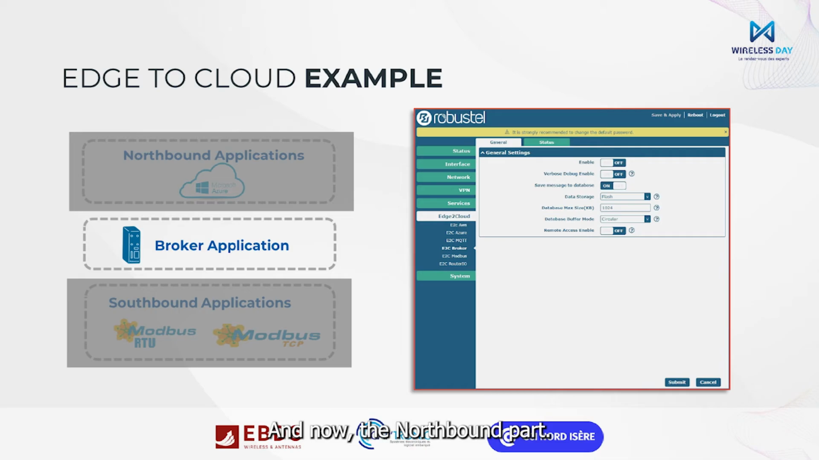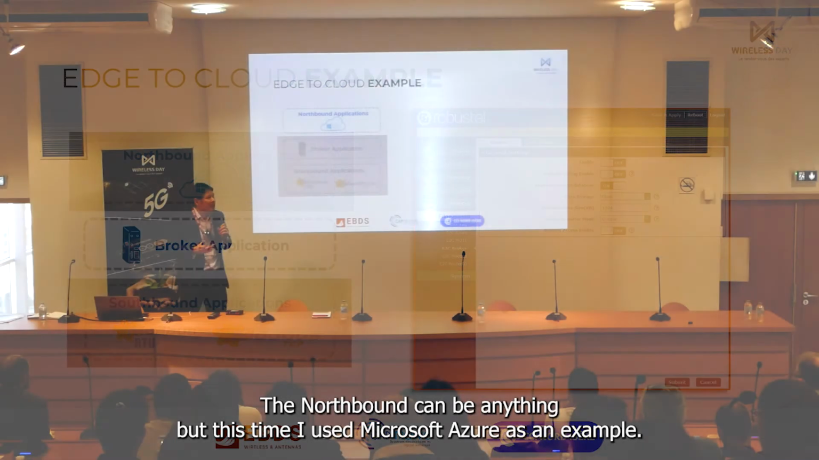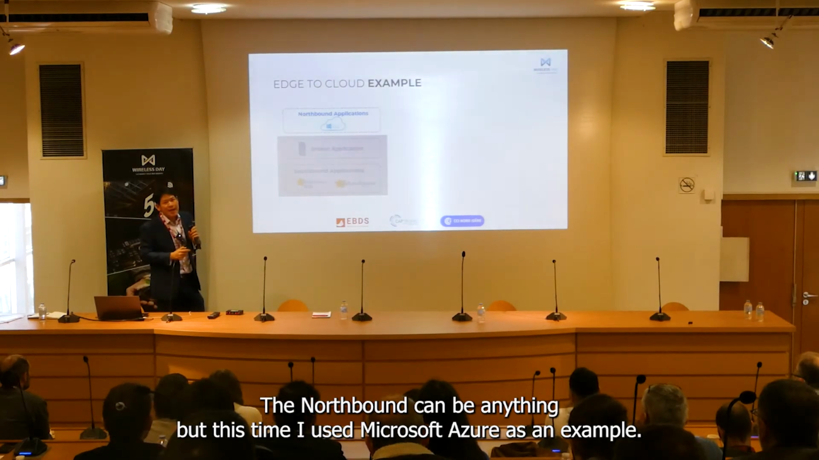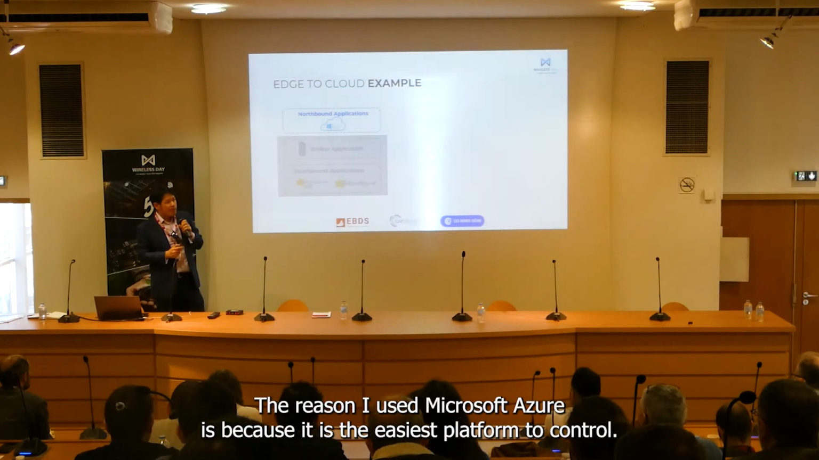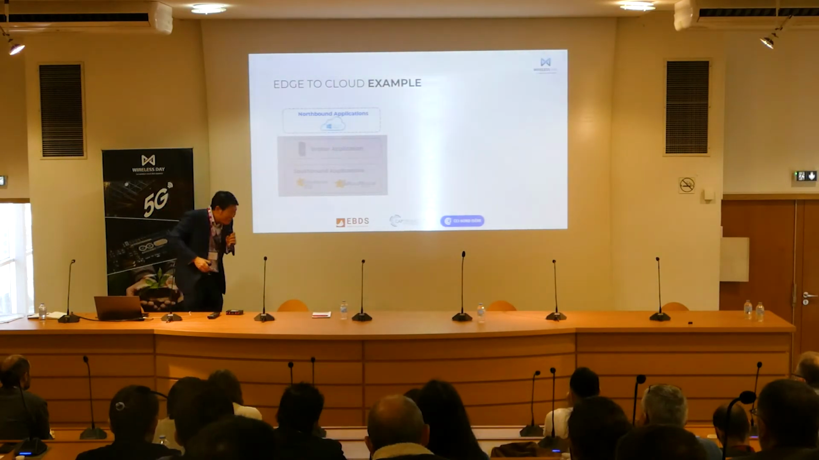Now, the northbound part. The northbound can be anything, right? But this one, I use Microsoft Azure as an example. The reason I use Microsoft Azure is because it's the easiest platform to configure. I tried AWS, and I couldn't make it work.